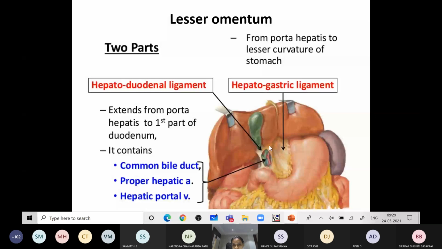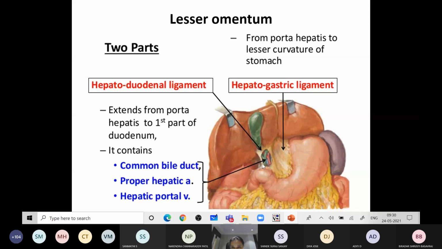So this lesser omentum is divided in two parts. The part of the lesser omentum which suspends the liver, which connects the liver to the lesser curvature of the stomach, is the hepatogastric ligament. You can remember the names depending on the parts which it connects. This is hepatoduodenal ligament, which connects the liver to the proximal part of first part of the duodenum.